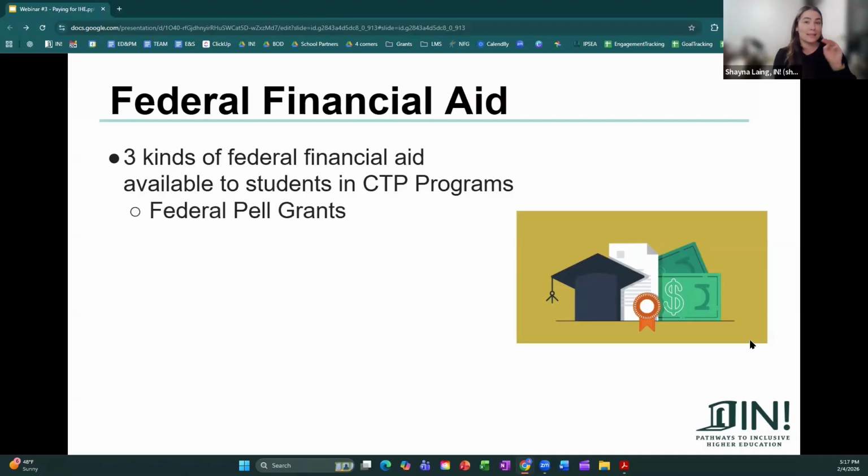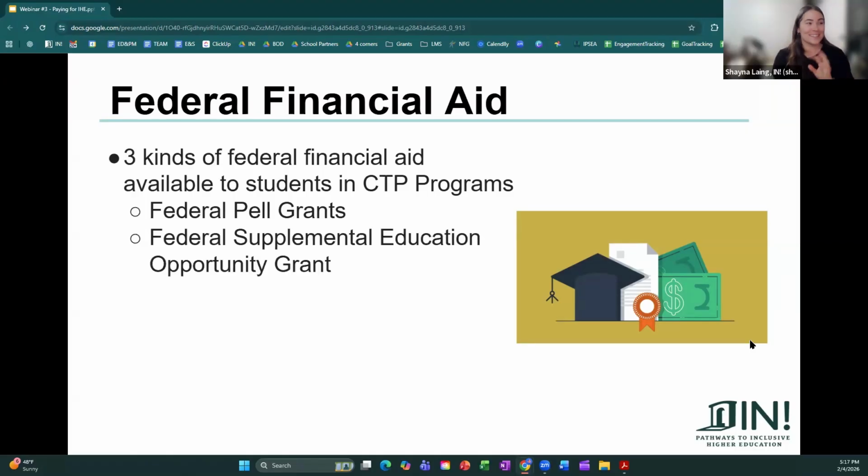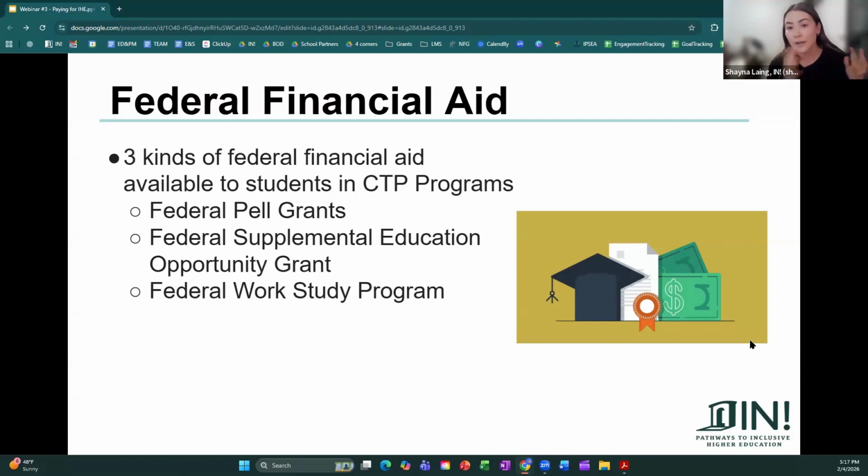So there are three kinds that they can receive when families complete the FAFSA. The first is federal Pell Grants, which are wonderful. The second is federal Supplemental Education Opportunity Grant. And then the third is federal work study programs. So you'll notice that on there are no loans. Any student, whether it's inclusive higher education or not, if they are not pursuing a traditional degree, don't have access to those federal loans.